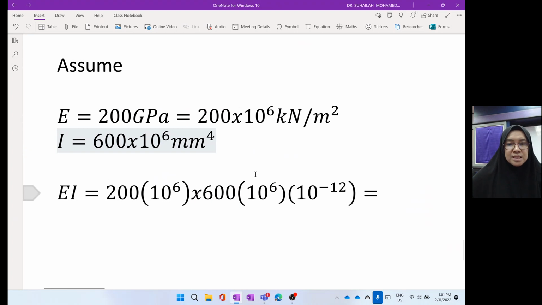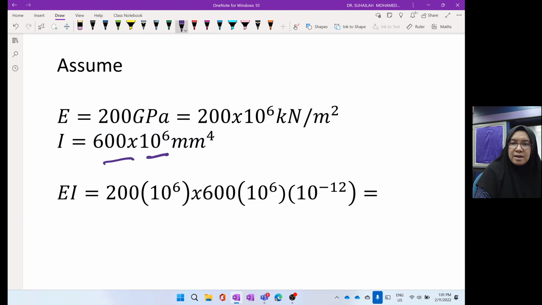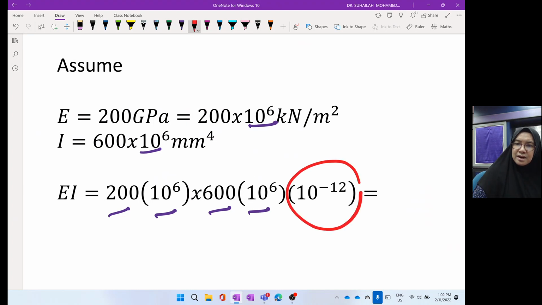Lepas tu I is 600, 600 times 10 power of 6 mm4. So kita pakai unit SI kan. Kita nak cancel. So 200 and 600, yang ni 10 power of 6, yang ni pun 10 power of 6. Yang ni datang daripada mm4. Kan? Milli tu negative 3, milli tu negative 3 times 4 kan? So that is why solve this kita dapat 200 times 600 only.